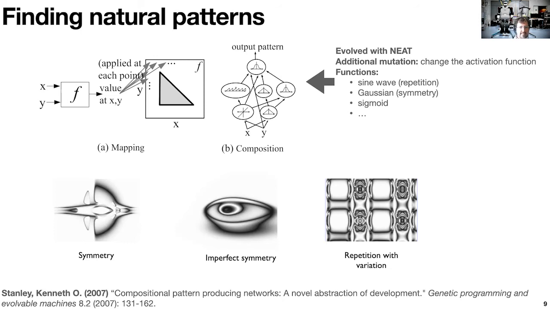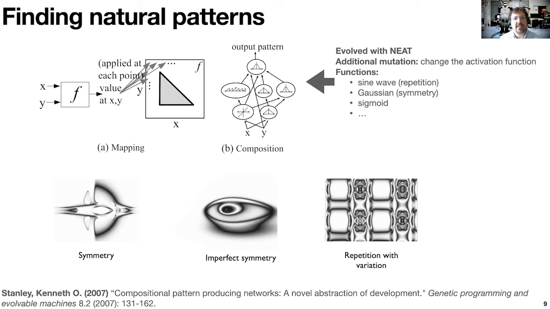So for now, let's think about patterns in 2D space because it's easier to show. Then we'll see how we generalize this to neural networks. So we take an image, like a grayscale image, and we want to know the grayscale value for every pixel. And the idea is that we design a small neural network that takes X, Y as an input, so the coordinate of the pixel, and the output is the grayscale value.